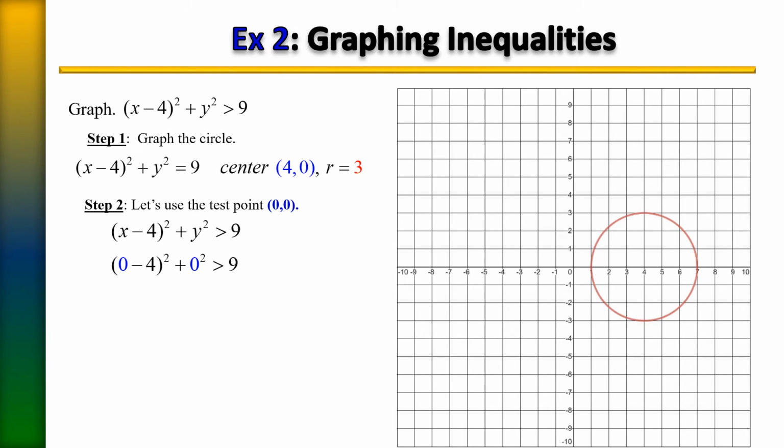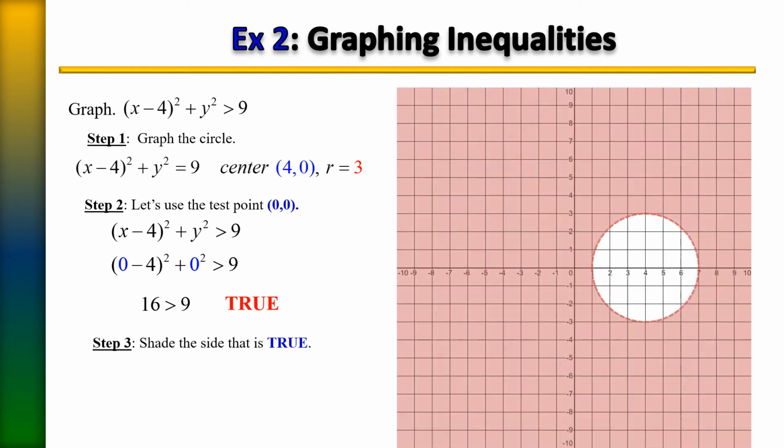When we do so, on the left side here, we're going to have negative 4 squared, and negative 4 squared is going to give me 16 for the left side. We have 9 on the right side. Now let's read the statement. 16 is greater than 9. That is true, and since that is a true statement, the test point area in which we tested was true, so that means we would shade the outer region of the circle, and it's going to look like so.